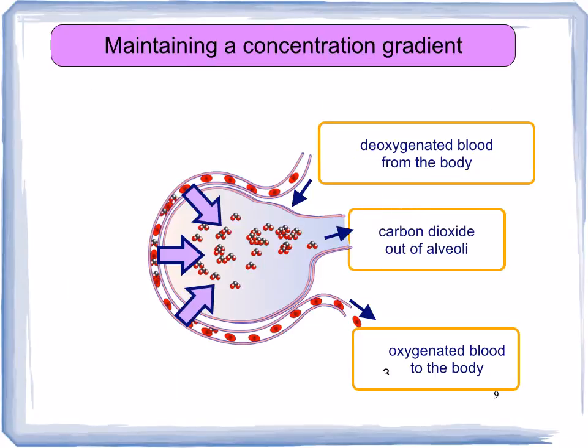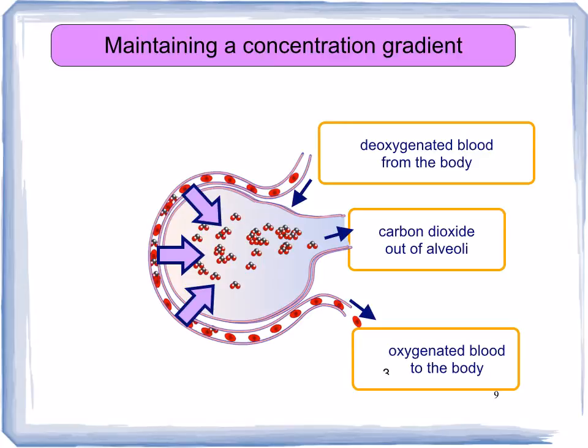So where do we see diffusion occurring? Well, if you think of gaseous exchange between the capillaries and the alveoli, we need to maintain a steep concentration gradient there. How do we do that? Well, if you think of carbon dioxide, which way does carbon dioxide diffuse? It moves or diffuses from the blood in the capillaries into the alveoli. And then what's going to happen to it? It's going to be breathed out.